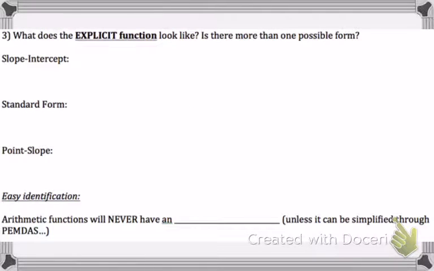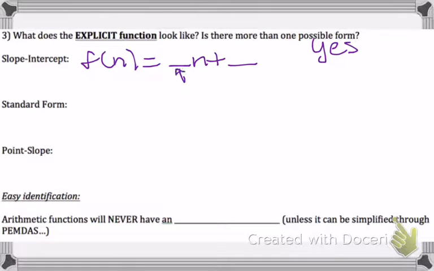Okay, so what does the explicit function look like? Is there more than one possible form? The answer to is there more than one possible form is yes. Though we've only really talked about this one, where you fill this in right here with your common difference. You fill this in with your f of 0.